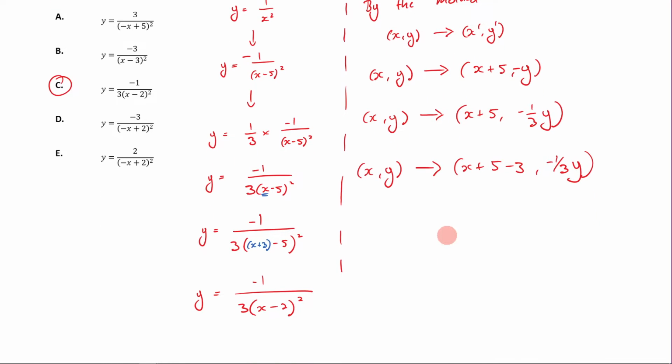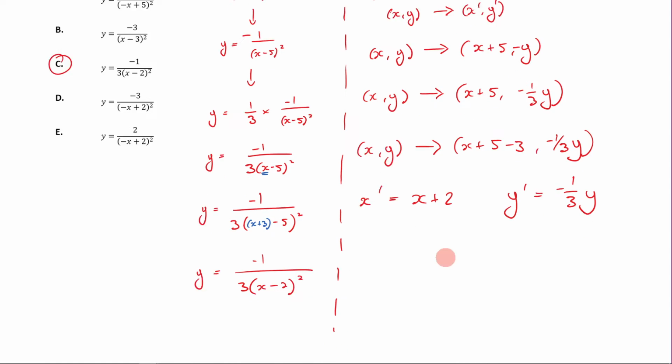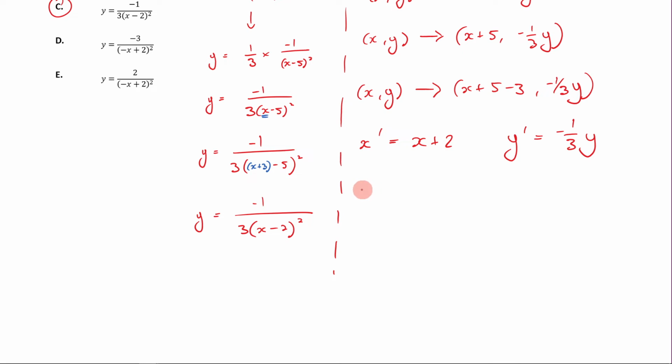Okay, that means what I'm ending up with here is that my x dash is going to be equal to x plus 5 minus 3, which is the same as x plus 2, and my y dash is going to be equal to negative 1/3 y. You now solve for x and y. So that means I'm going to end up with, now if I just go x dash minus 2 is equal to x, and then on this side, I'm going to end up with negative 3y dash is equal to y.